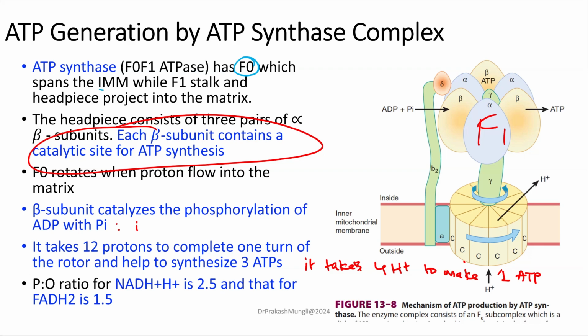how many protons does oxidation of NADH plus H plus into NAD plus help in pumping from the matrix into the intermembrane space? NADH oxidation, 10 protons, right? So those 10 protons which are pumped into the intermembrane space, when they return back into the matrix through ATP synthase, how many ATPs will it effectively be contributing? 2.5. Is it not? Because for every 4 protons you make 1 ATP, and your NADH plus H plus is helping in pumping 10 protons.